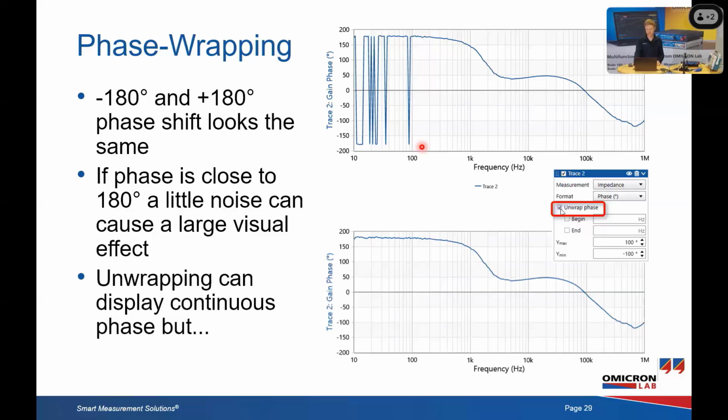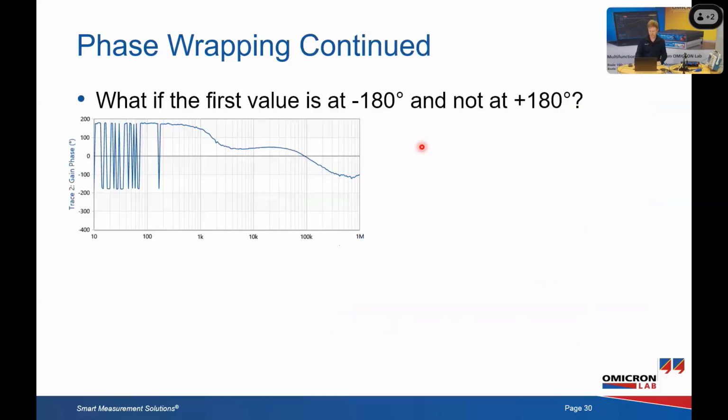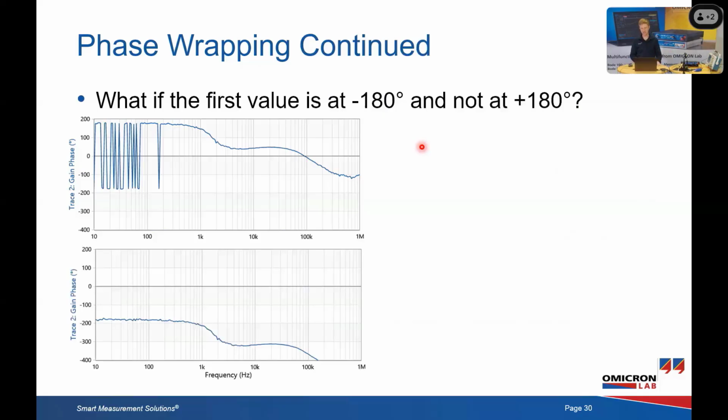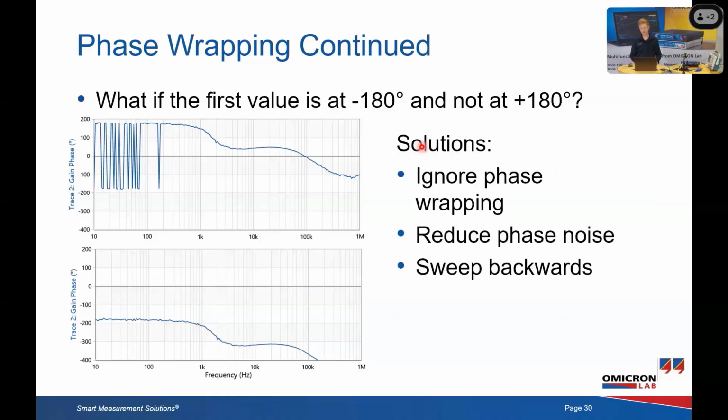You can click on unwrap phase and then the software will clean that up. It will say, okay, we have a continuous phase, so the phase will go above 180 degrees also. But there is a disadvantage here, and that is what happens when the first value is at minus 180 and not at plus 180, then it could cause the entire curve to shift by 180 degrees. You can solve that by just ignoring that the phase wrapping happens, or by reducing the phase noise, or by sweeping backwards if the starting value at high frequency is stable.